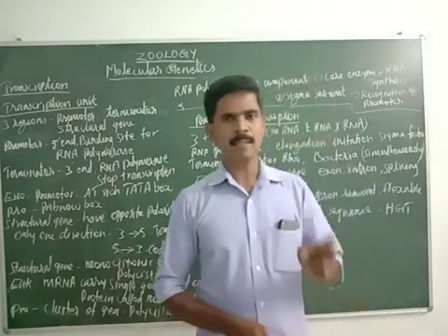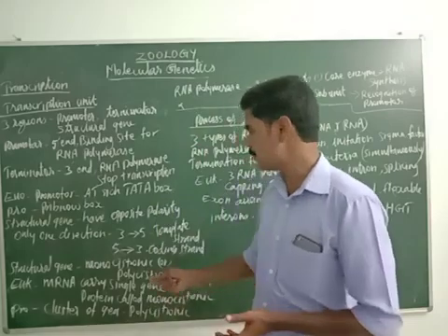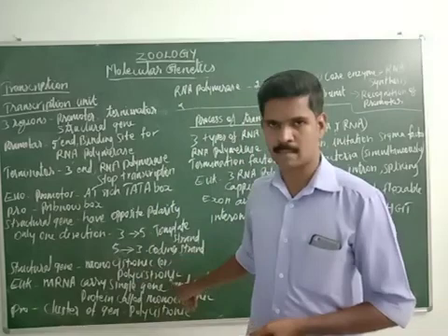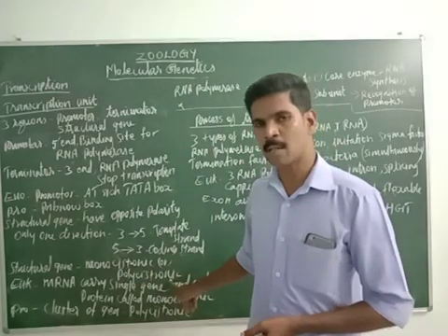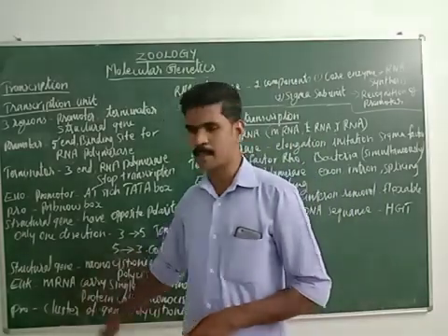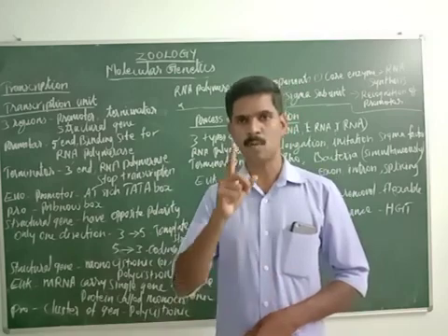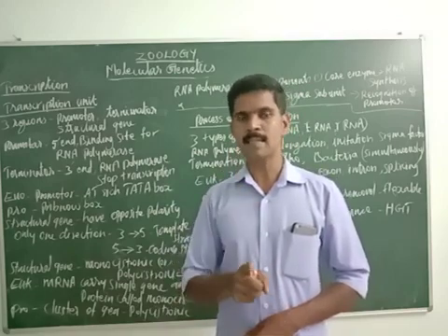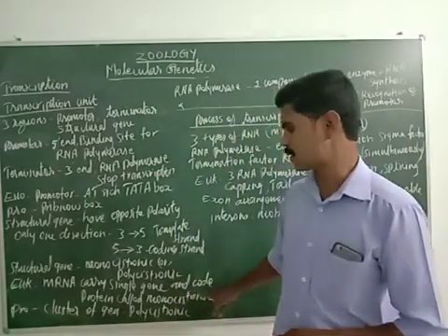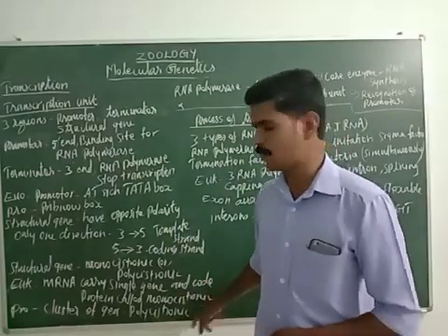Then the structural gene: there are two types. The structural gene may be a monocistronic structural gene or a polycistronic structural gene. In a eukaryotic organism, the mRNA molecule carries only a single gene, and that single gene is responsible for the production of protein. That mRNA is called monocistronic mRNA.